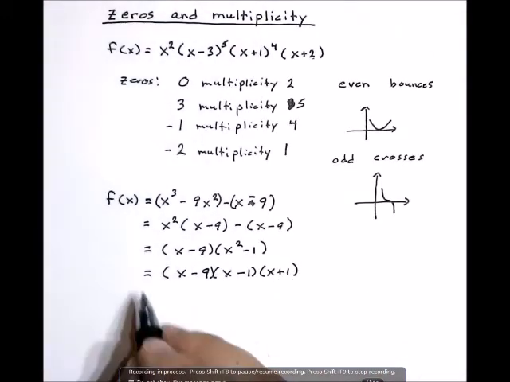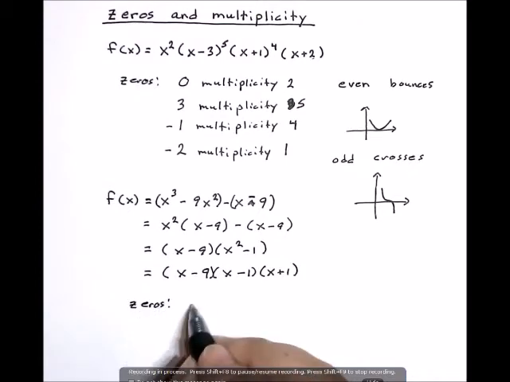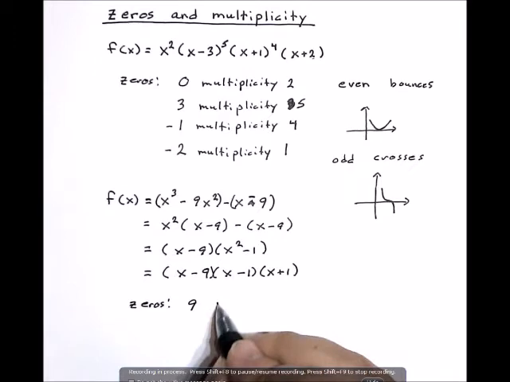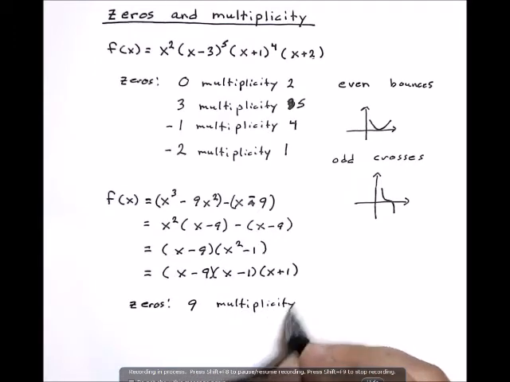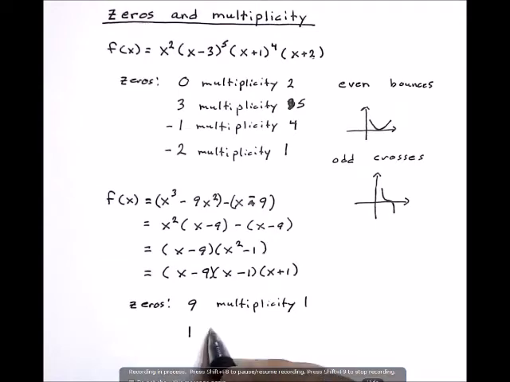So my zeros are 9 with a multiplicity of 1, a 1 with a multiplicity of 1, and a negative 1 with a multiplicity of 1.